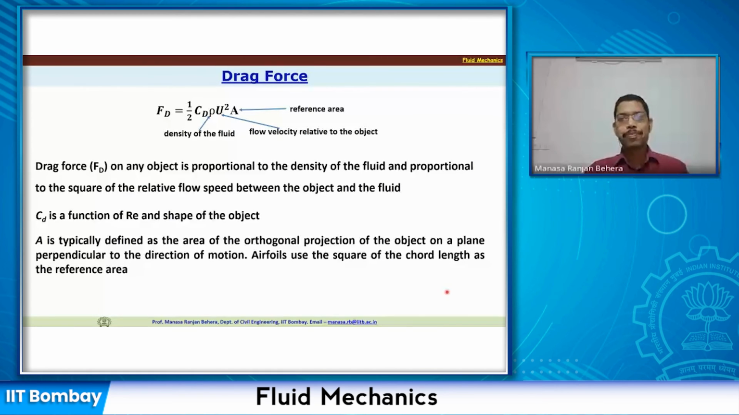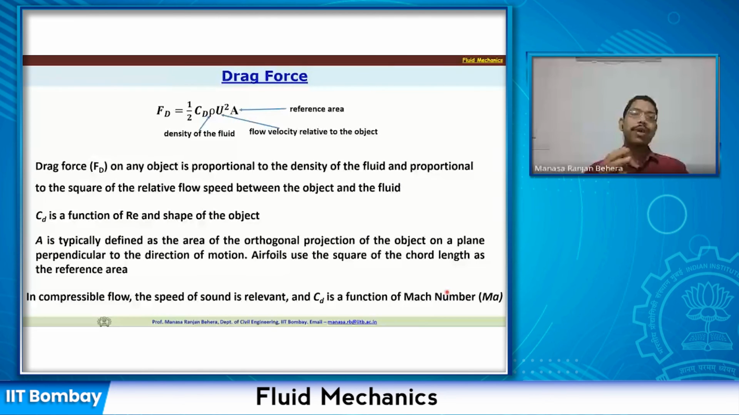Okay, in case of compressible flows, the speed of sound is more relevant, so we don't give importance to Reynolds number that much. Rather, we give importance to the Mach number, which is used mostly in compressible flow conditions, where aircraft movement is considered, or the propulsion of jets and rockets. So there we need to talk about Mach number. Okay, so CD is more dependent on Mach number, a function of Mach number.